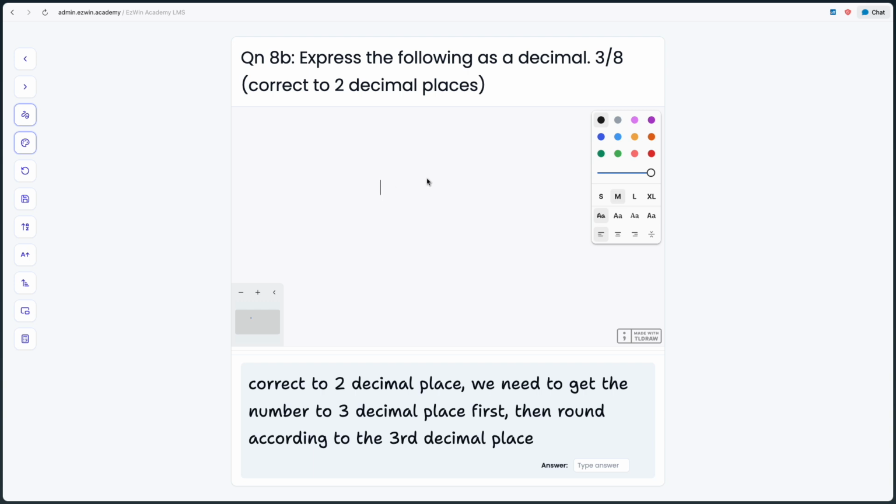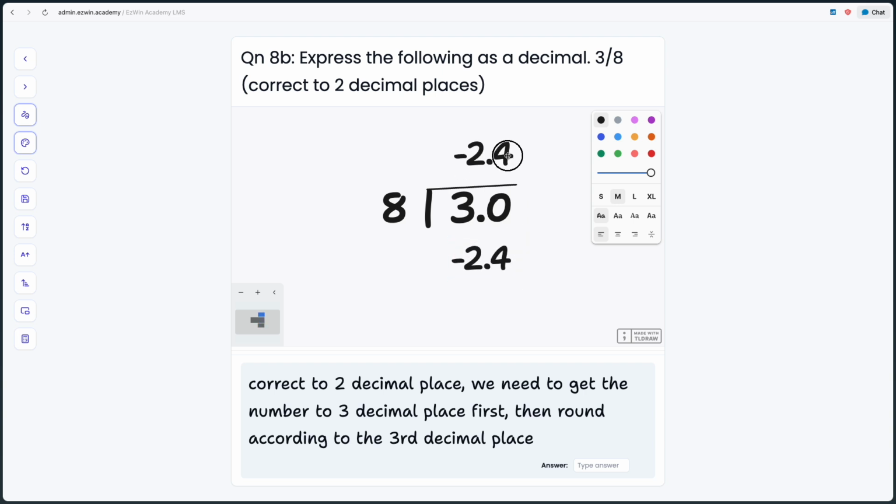So what we're going to do is we're going to have 3 divided by 8. So in this case, 3 divided by 8 as what you see over here. We cannot have 8 minus 3, so we're going to add a 0. And then after that, what can we minus from 30 in this case? 24, so we just minus 24 in this case.